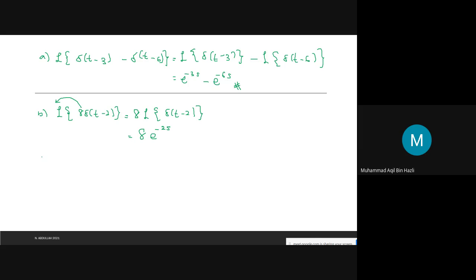Faham. Okay, C. You want to find the Laplace for delta T plus 5. Equals to T plus 5. Selalunya T minus 5. So this one will be exponent 5S. Okay, because your A equals to minus 5, then this one will be exponent minus minus 5S. So that's why you get exponent 5S.